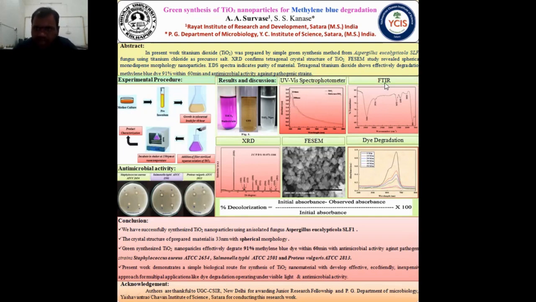Fourier transform IR spectroscopy is used for identification of functional groups involved in capping and stabilization of nanoparticles. We observe six distinct peaks in the FTIR spectrum. The 3434 centimeter inverse peak indicates NH stretching present in peptide linkage of the fungus and TiO2.